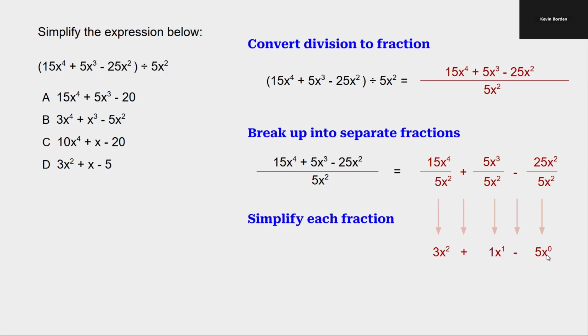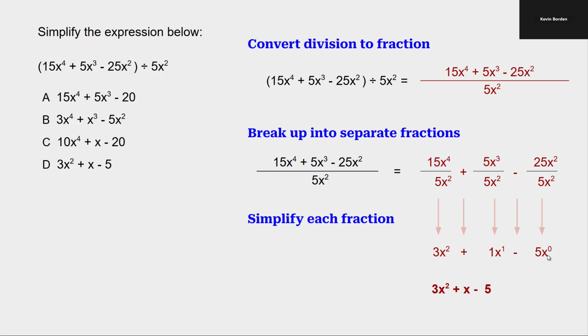5x to the 0. Now, you might have thought of this as canceling the x squareds, and that's perfectly okay. We'll get to that in a moment. So let's rewrite that in a more appropriate form. 3x squared plus x. The reason for just plus x is we normally don't write a coefficient of 1, and we don't write an exponent of 1. So that just becomes x.